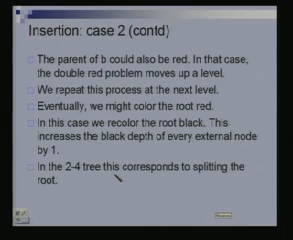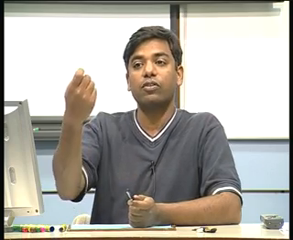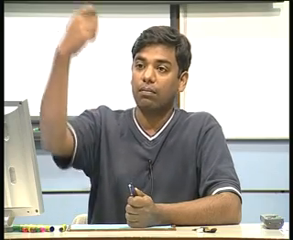Right. So this is the continuation. The parent of B could also be red. In that case, the double red problem moves up one level, right? So we will repeat this process at the next level. We will consider the two cases, right? If we can take care of it by rotation, we would do that. If not, then the double red problem will move even one level up, and so on and on, right? So eventually what will happen?